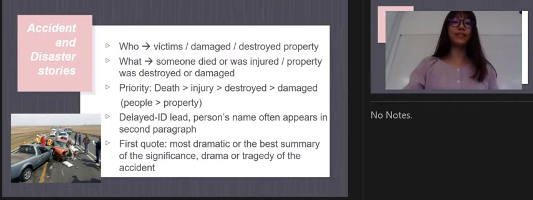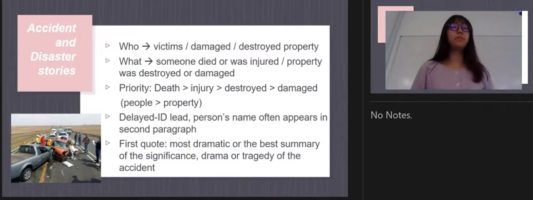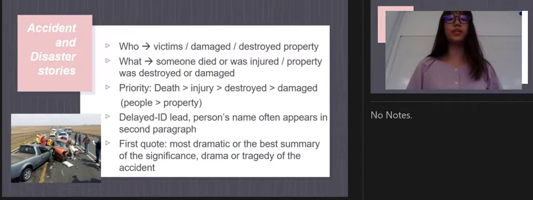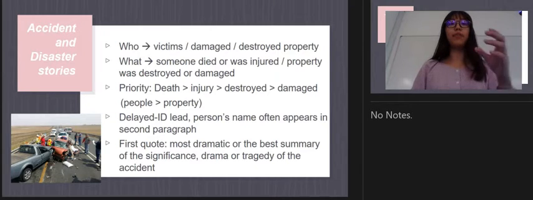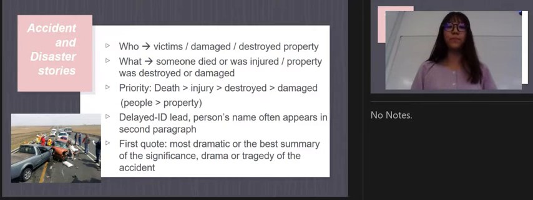First are the accident and disaster stories. The most important who element is usually the victims or the damaged or destroyed properties. The what element is that someone died or was injured, or the property was destroyed or damaged. Please note the difference between destroyed and damaged. Damage is partial. Your priority should be given to people rather than properties, so you should report the deaths rather than the injuries, and destroyed properties are more important than damaged properties.